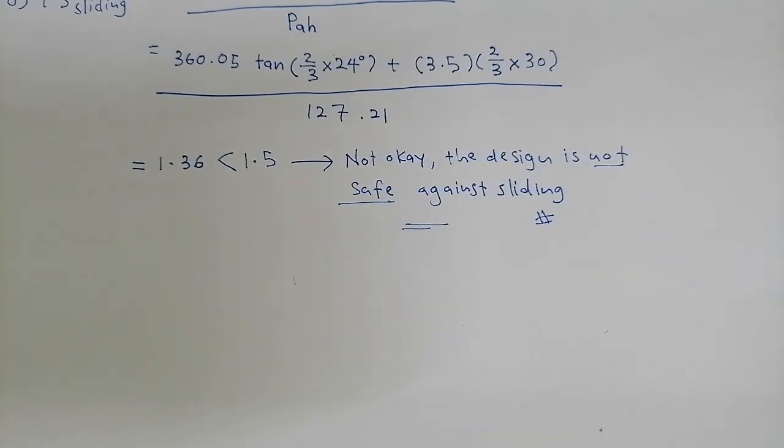So that's all, guys. It's been a long lecture, isn't it? I just want to emphasize that in this lecture we use Coulomb's lateral earth pressure theory. In lecture 4, the next lecture, I'm going to show you one more example of checking the stability of a retaining wall against overturning and sliding. But in that one, we are going to use Rankine's lateral earth pressure theory.